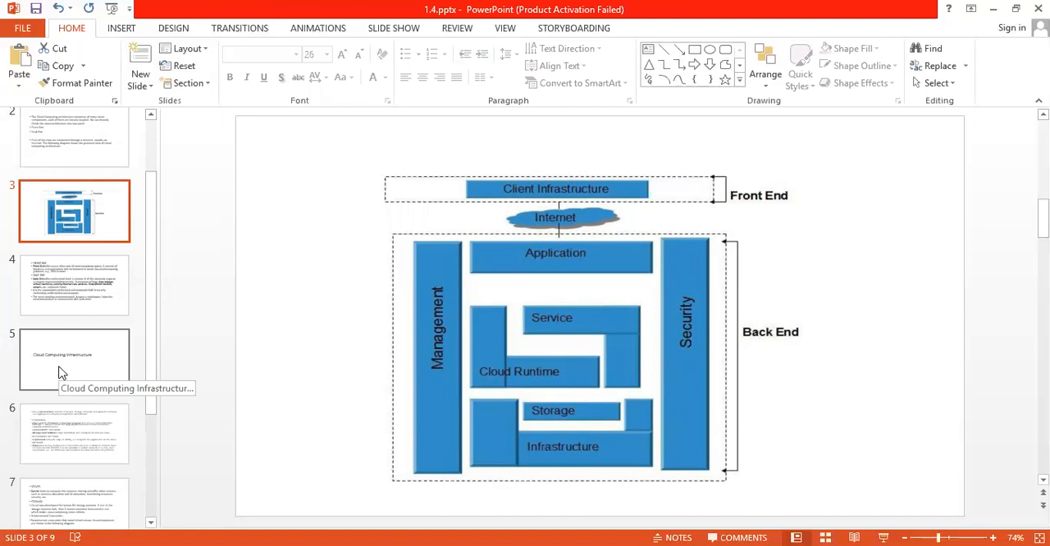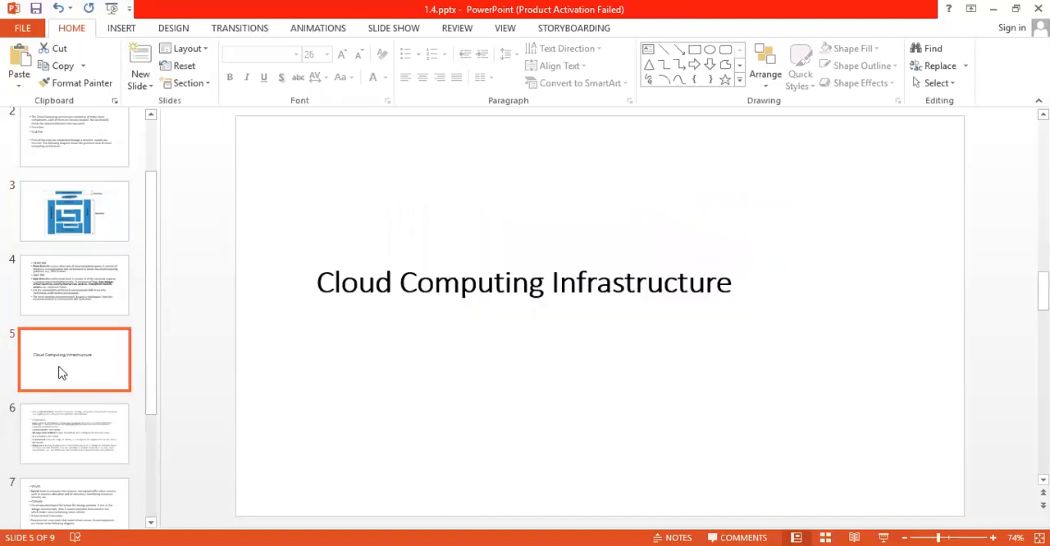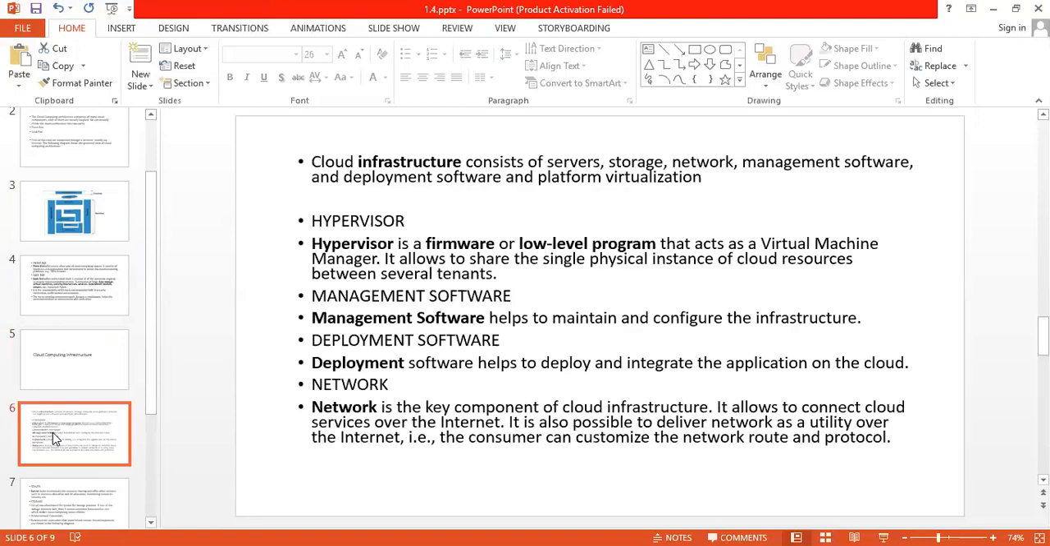So internet will work as a middleware in this cloud computing architecture. Next is cloud computing infrastructure. Cloud infrastructure consists of servers, storage, network, management software, deployment software, and platform virtualization. Before this also we have seen all these things.